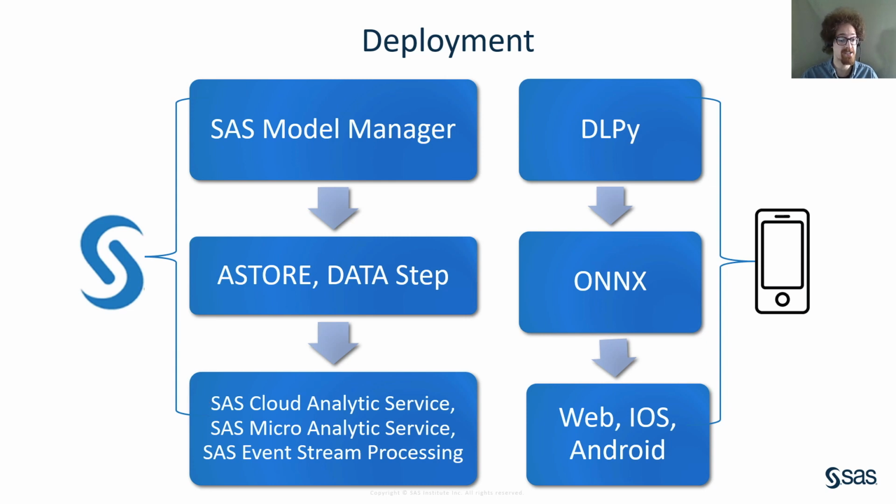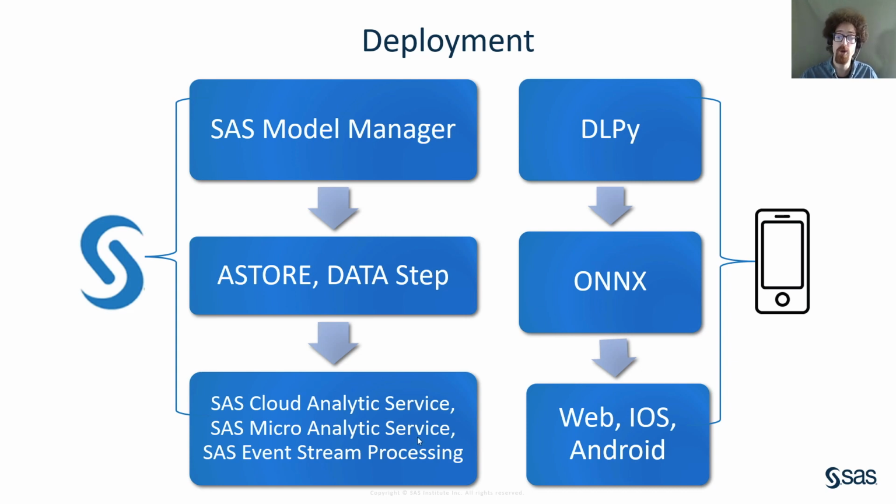SAS Microanalytic Services is where we published our model. This is a more portable format where we can deploy it anywhere where SAS code can run. SAS Event Stream Processing allows us to publish our models directly into SAS Event Stream Processing, an engine for reading in and scoring streaming data as it comes in. So the microanalytic services and cloud analytic services are used for scoring data at rest, and SAS Event Stream Processing is used for scoring data on the move.